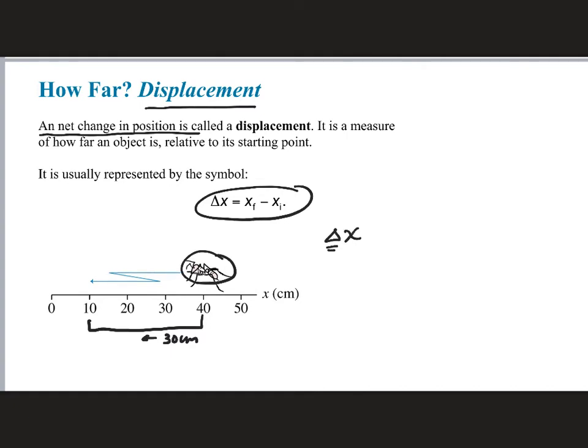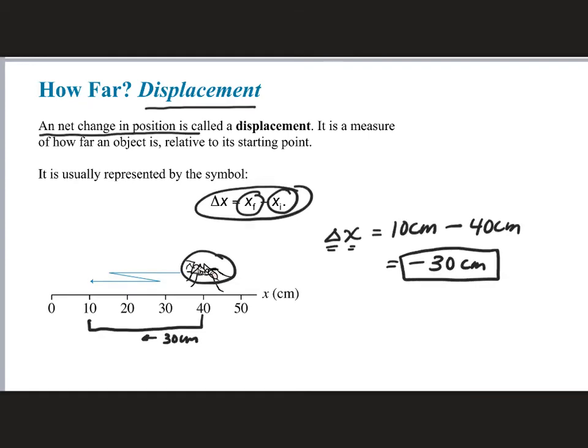Delta x, the change in position, is going to be equal to the final position, which was 10 centimeters, minus the initial position, which was 40 centimeters. And that gives you the -30 centimeter value for displacement, meaning the ant winds up 30 centimeters relative to where it was in the negative direction.